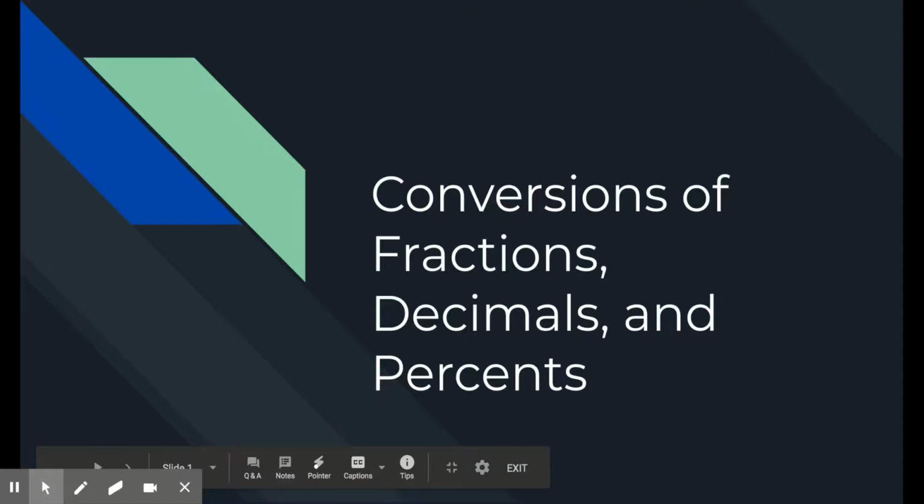Hey guys, so today we're going to be talking about conversions of fractions, decimals, and percents. Just a friendly reminder, go ahead and press pause, play, rewind, fast forward, and do what you need to do at your own pace, okay?